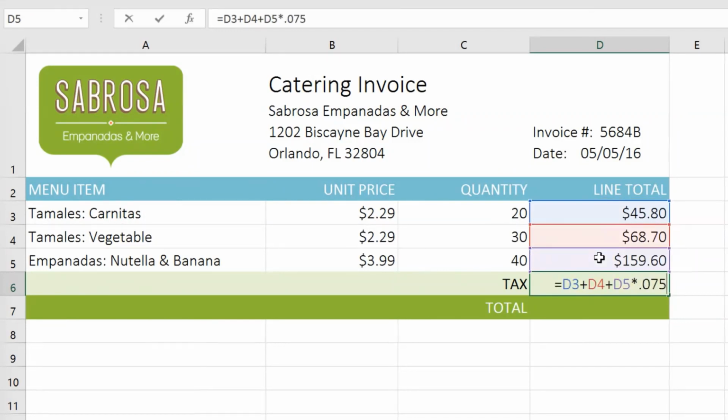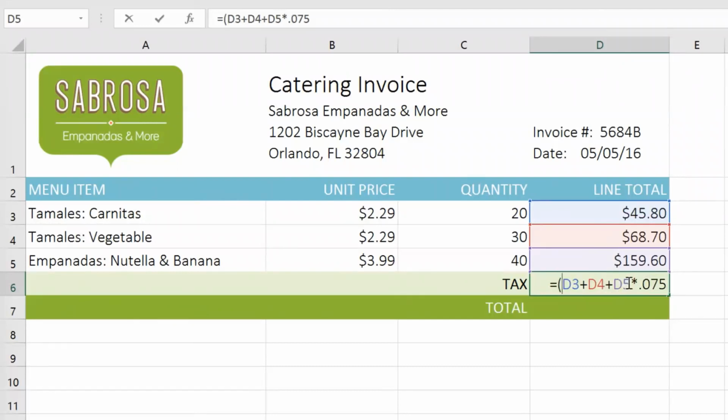Now, this may look like it's going to give us the correct answer, but it's not. That's because we didn't follow the order of operations. Remember, multiplication comes before addition, so Excel is going to multiply D5 by 0.075 first. Then it'll add D3 and D4, which isn't what we want. We want these three values to be added first. So to do that, we just need to put them in parentheses.